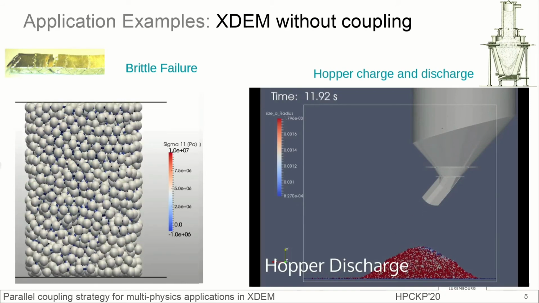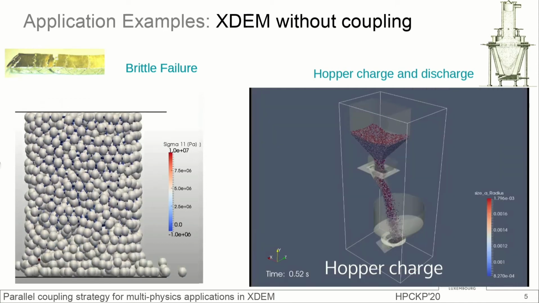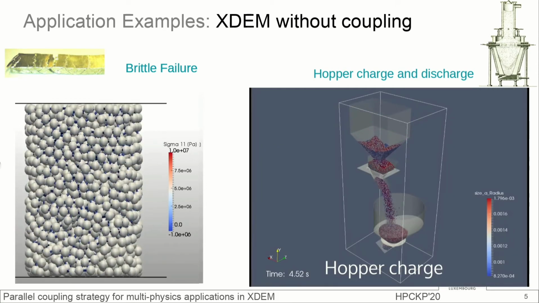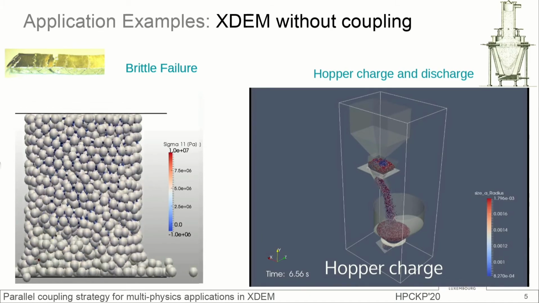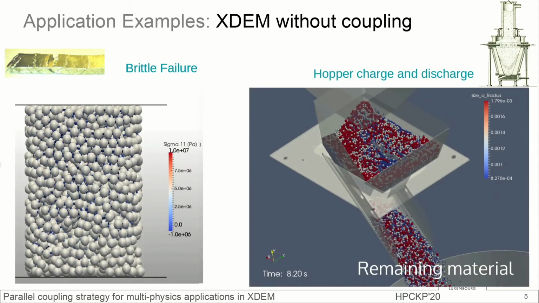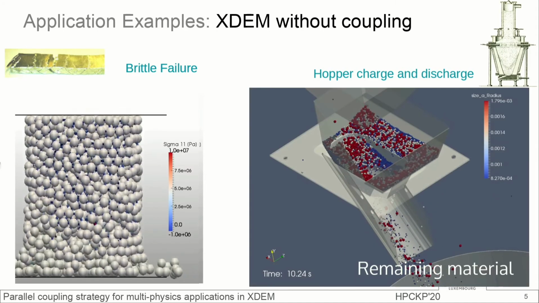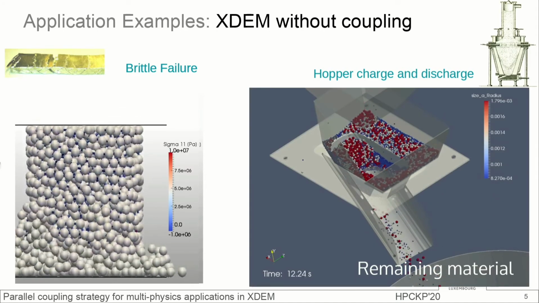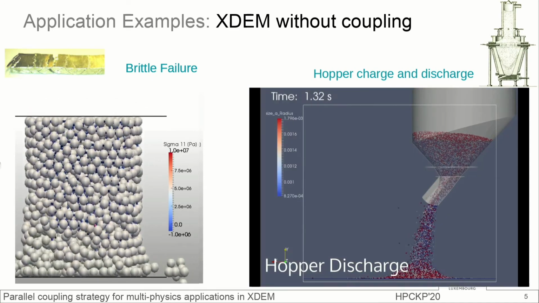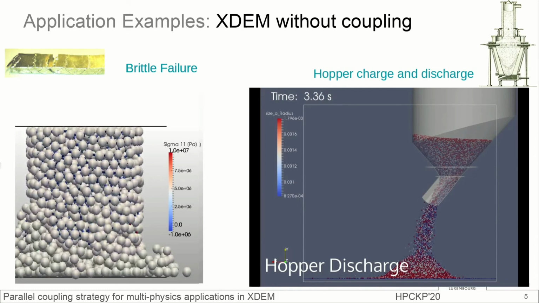On the right, we have an example of a hopper charge and discharge. So here we have about 1 million particles of different sizes, and we can see how they behave while they are being dropped into a hopper. And we can, for example, analyze how the small particles will get stuck in some particular part of the hopper.